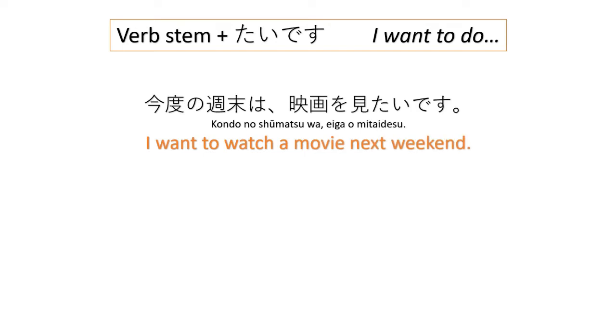Example, we have these sentences. Kondo no shumatsu wa eiga o mitai desu. I want to watch a movie next weekend. Eiga o mitai desu. Or here we can say eiga ga mitai desu. Both are acceptable.